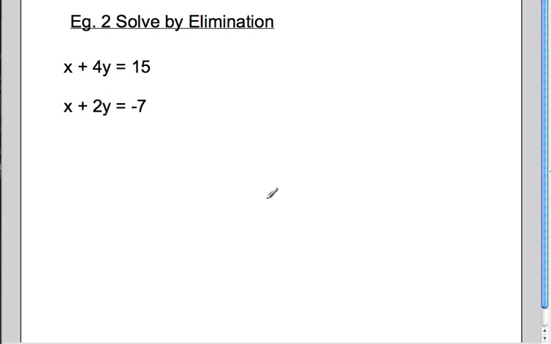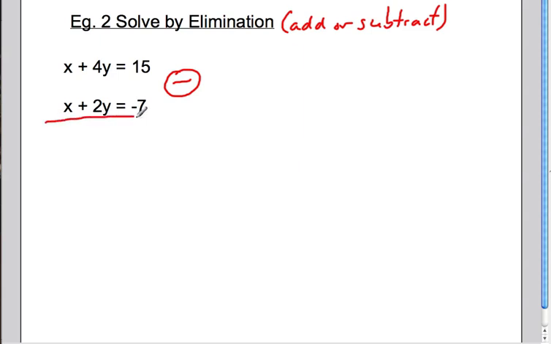Okay, so if you look at the next one, with elimination, we're going to add or subtract in order to get something to eliminate. Now if you look at the y's, if you add or subtract them, you don't get them to eliminate. If you look at the x's, we have a positive 1x and a positive 1x. If we add them, we get 2x. So what we need to do is subtract in order to get them to eliminate. So if I do x minus x, I get 0. Here I have 4y minus 2y gives me 2y.